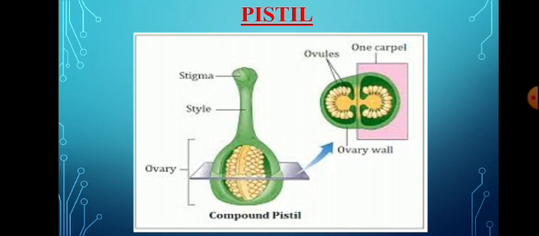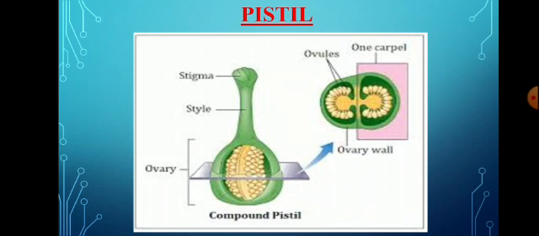Then the second part is the style, which is the long tube-like structure. It is also a sticky part that attaches the stigma to the ovary. The ovary is a small swollen sphere at the base of the pistil. In the pistil, the head is the stigma, then the base is the ovary. The ovary contains small bead-like structures which are called what? Ovules.